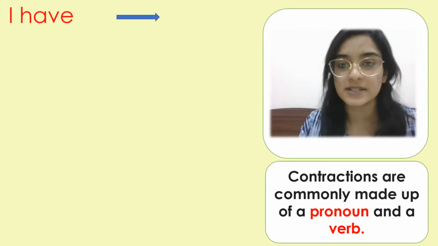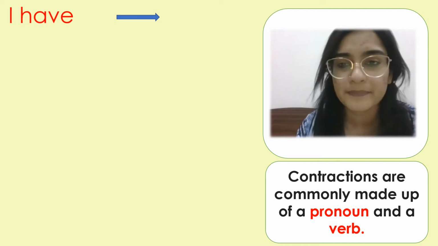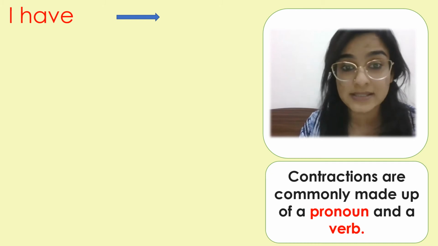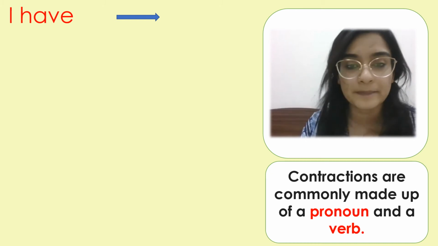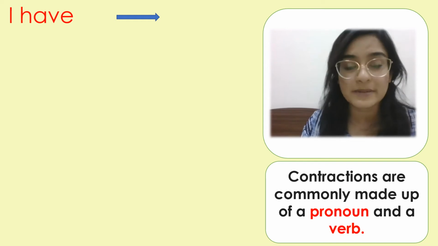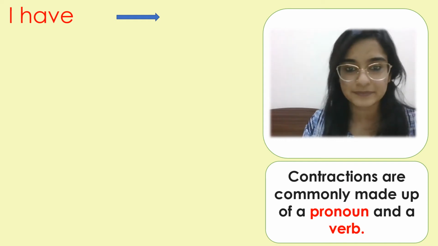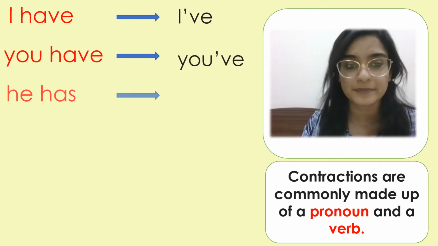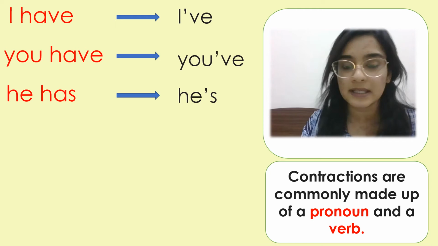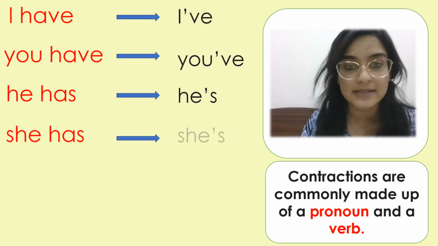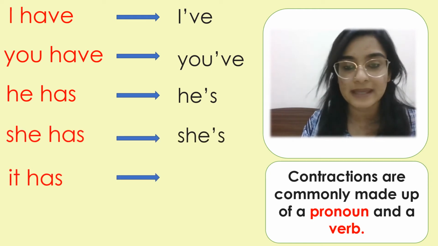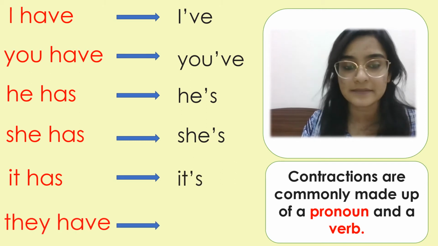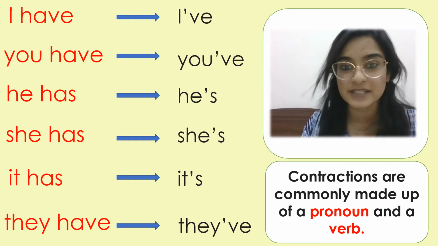Another thing to notice, contractions are commonly made up of a pronoun and a verb. Can you help me contract these words? Let's look at the first one. I have. What does it become? I've. You have. You've. He has. He's. She has. She's. It has. It's. They have. They've. Well, that was easy, right?